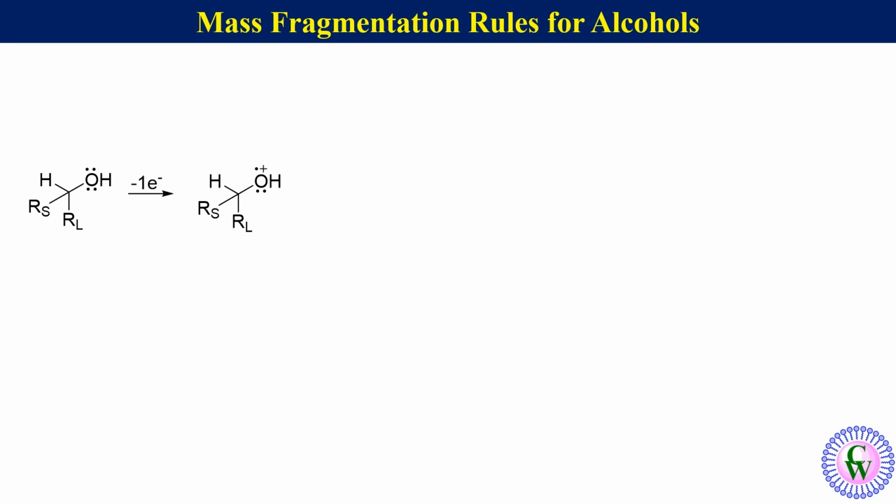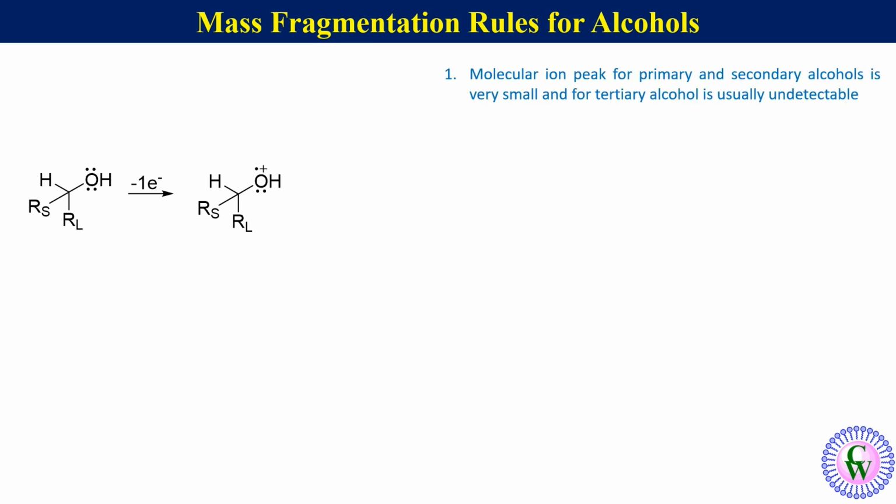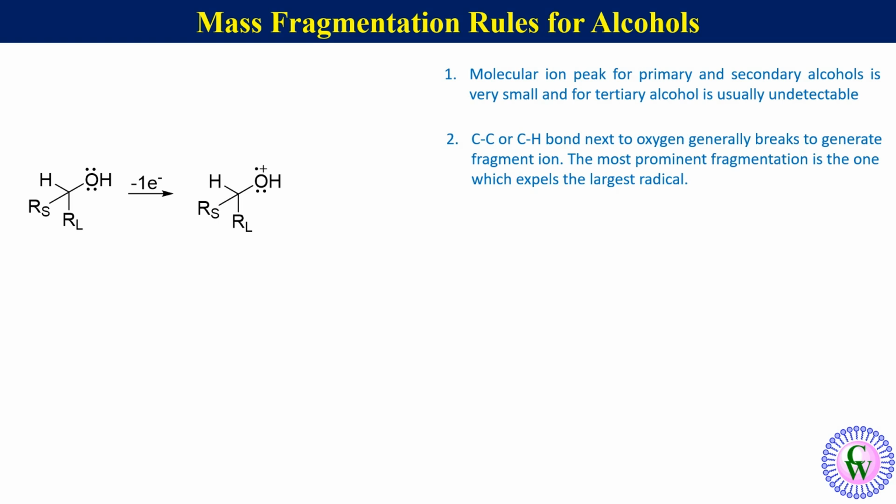The first rule is regarding intensity of molecular ion. Rule 1 states that molecular ion peak for primary and secondary alcohols is very small, and for tertiary it is usually undetectable. Rule number 2 is regarding fragmentation of molecular ion. The CC or CH bond next to oxygen generally breaks to generate fragment ion. The most prominent fragmentation is the one which expels the largest radical.